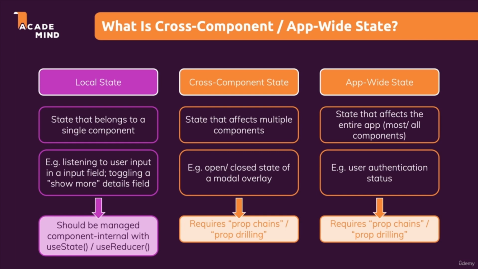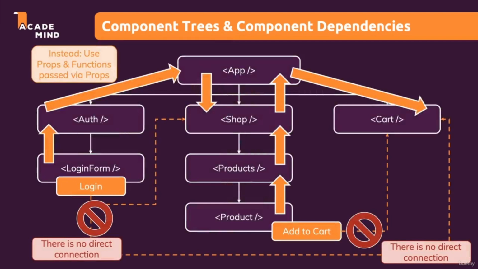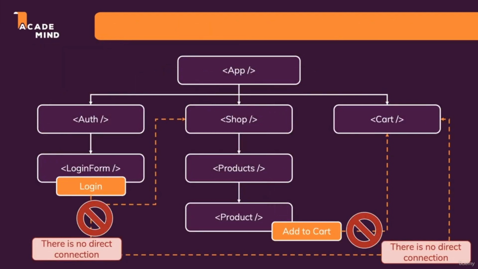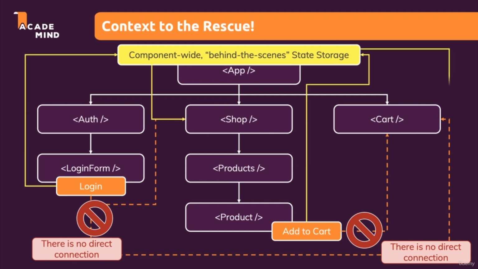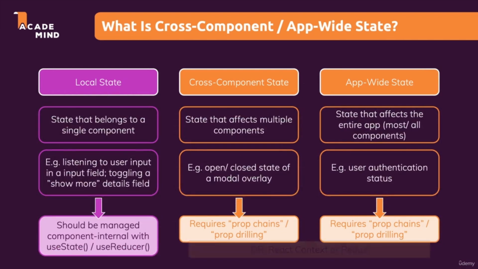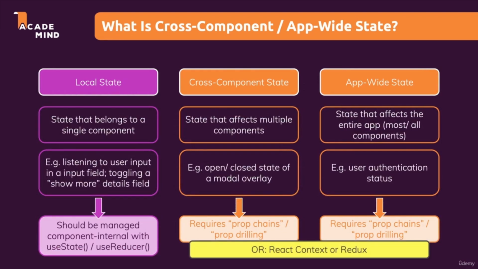Now for cross-component and app-wide state, passing around data and updating functions through props can become cumbersome though. And that's why we did learn about React Context before in the course. React Context is a built-in feature in React that makes managing cross-component or application-wide state easier. So that's one way of simplifying cross-component and app-wide state management. Redux solves the same problem. So both React Context and Redux are there to help us manage such cross-component or app-wide states.